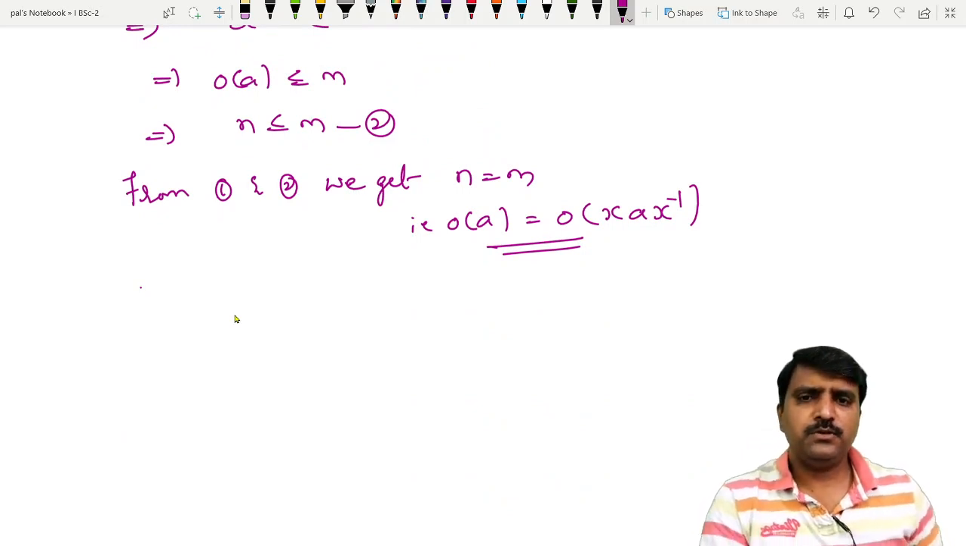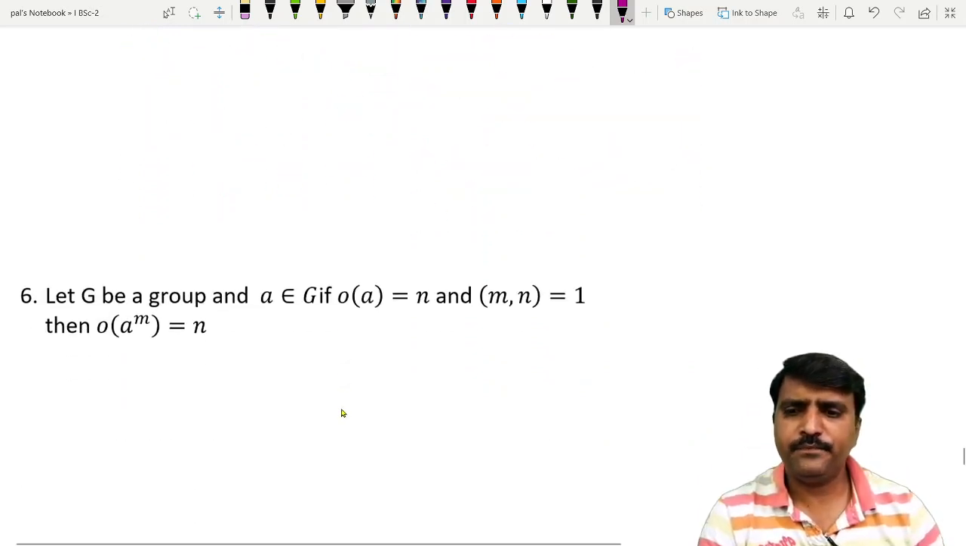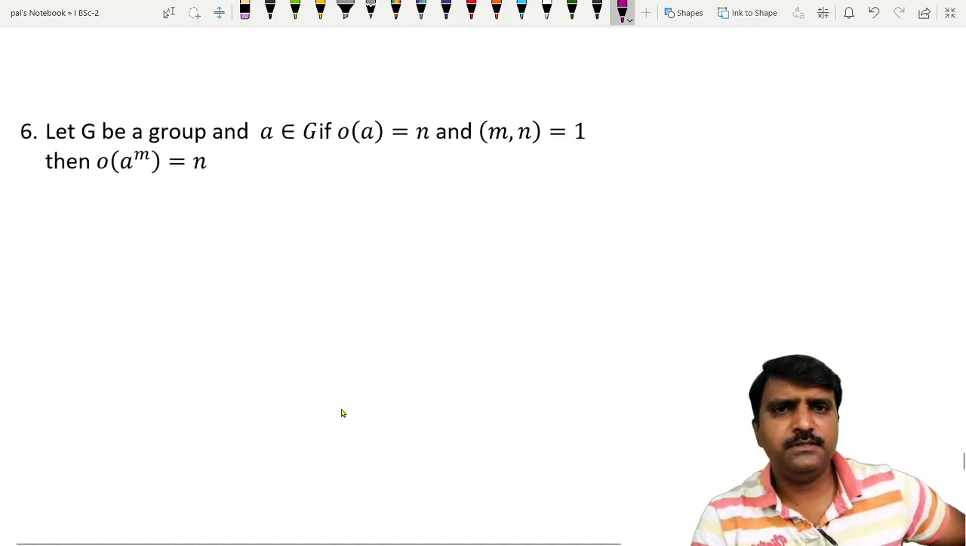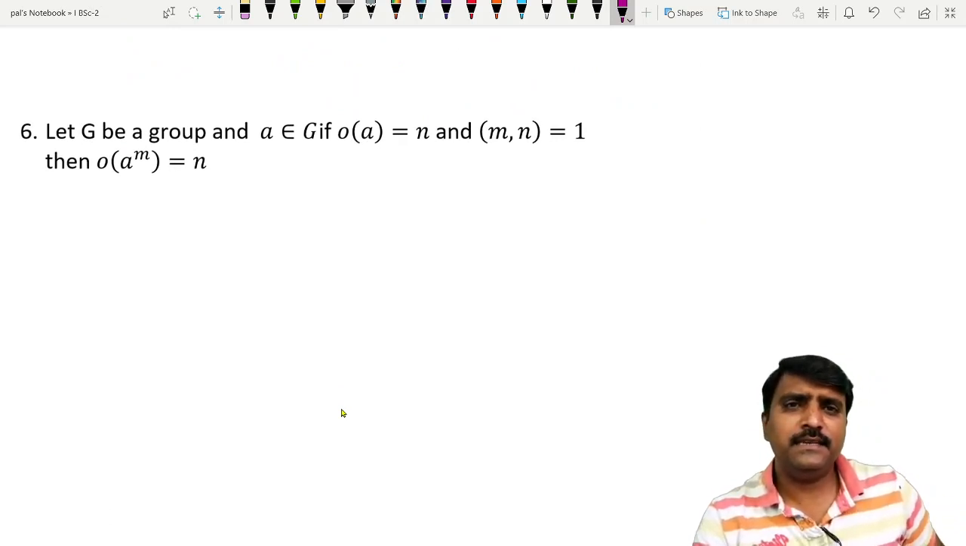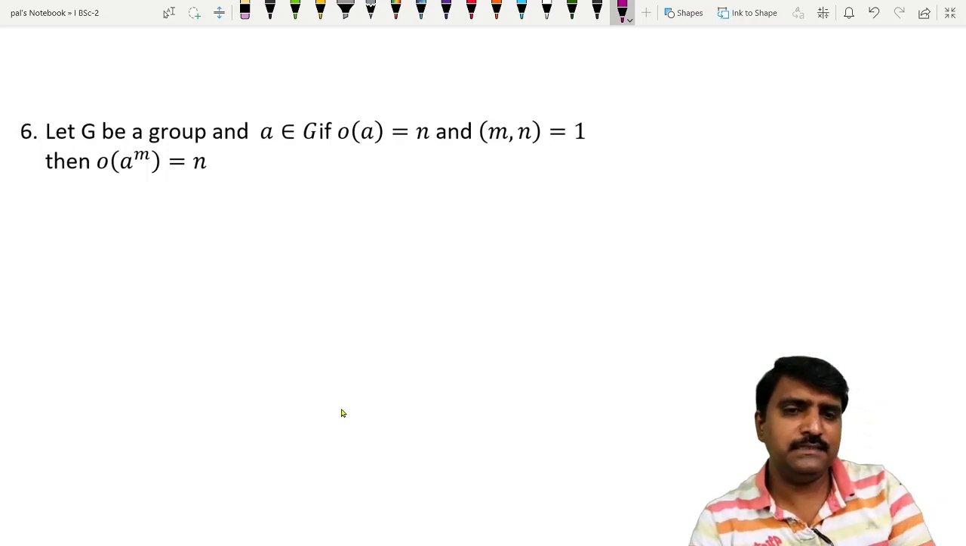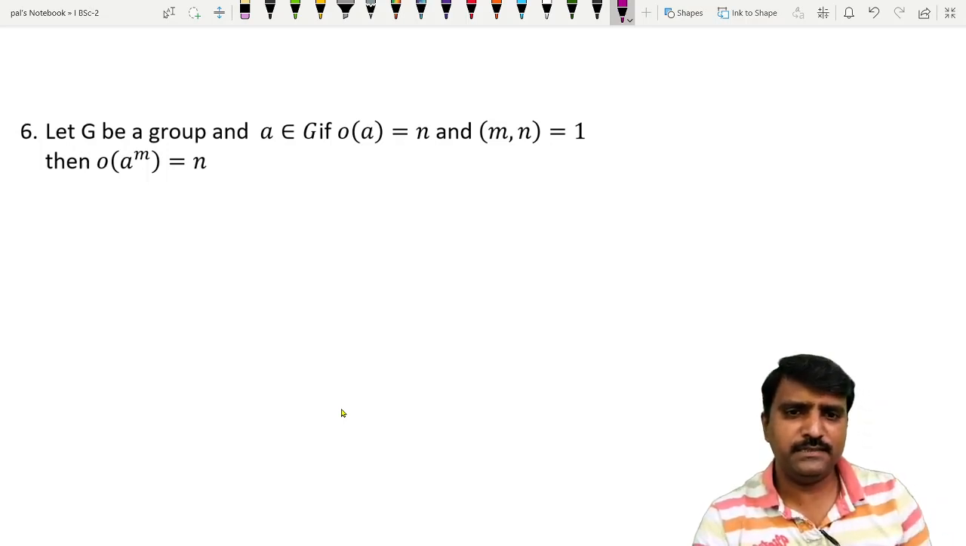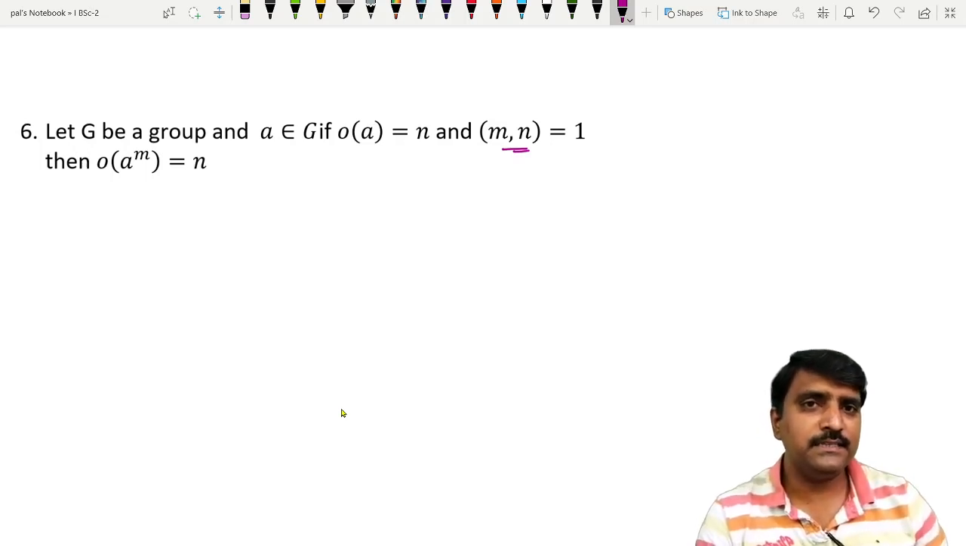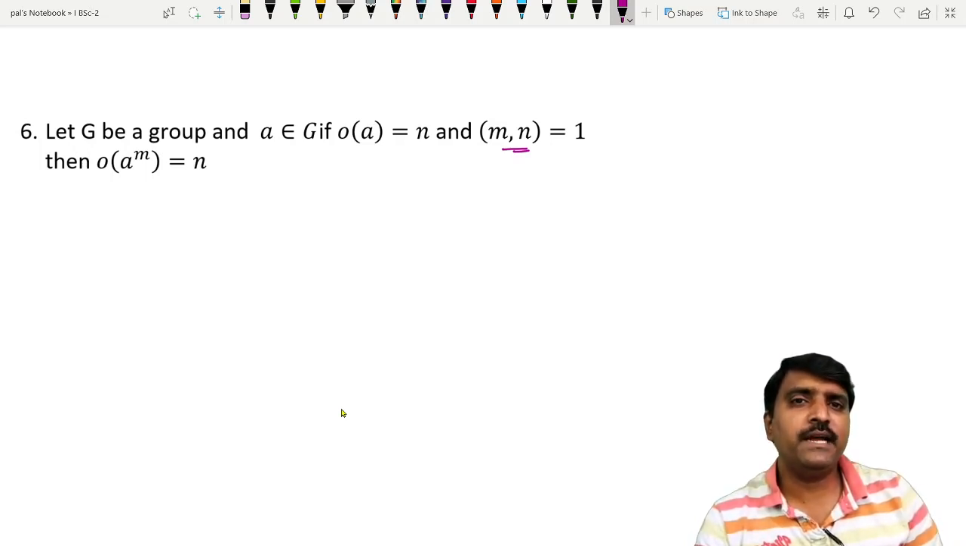So next, one more property is there. Let G be a group and a is an element of G. If order of a is equal to n and GCD of m, n is 1. We read this as GCD of m, n. I think you studied these number theory concepts in PU classes. If you write (m, n) is equal to 1, it means GCD of m and n is 1, or we can say that m and n are relatively prime.